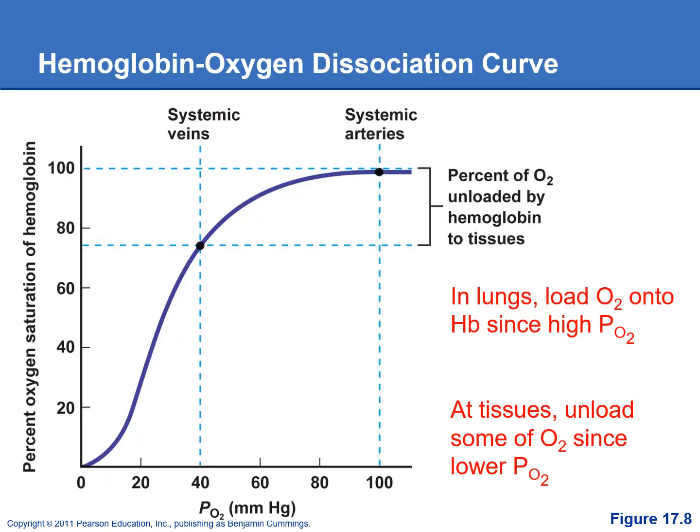This is the hemoglobin-oxygen dissociation curve. This is a really important graph to know, so make sure you star this. On the bottom, we have the partial pressure of oxygen, and on the y-axis, we have the percent oxygen saturation of hemoglobin. In the lungs, the partial pressure of oxygen is high at 100, and in the lungs, we're going to load oxygen onto the hemoglobin until it's 98.5% saturated. In the tissues, the partial pressure of oxygen is 40 millimeters of mercury, so it's much lower. So in the tissues, we're going to unload the oxygen until the hemoglobin is about 75% saturated.